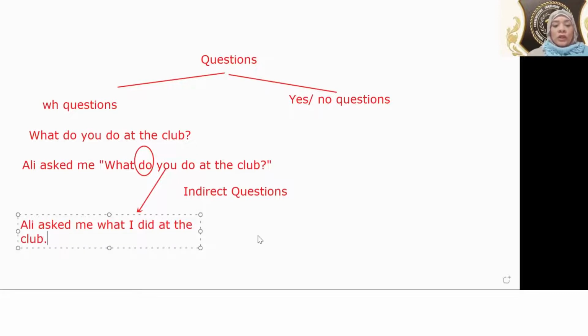So we changed the tense one tense backward. We changed the pronoun, and we make it a statement, not a question form. So that's why you end with a full stop. Don't end with a question mark. Don't put the speech marks either. You delete them.